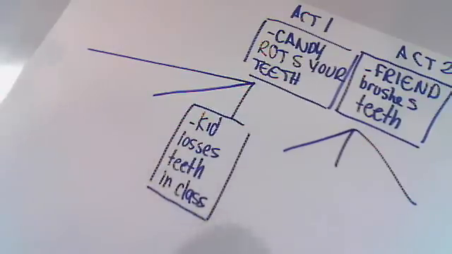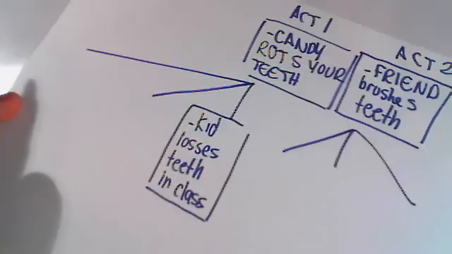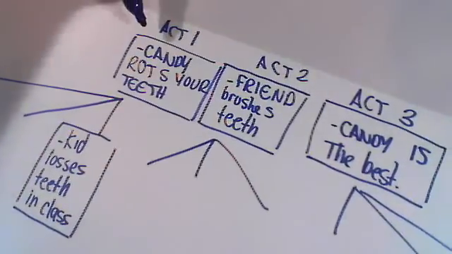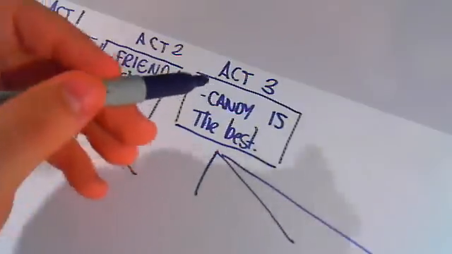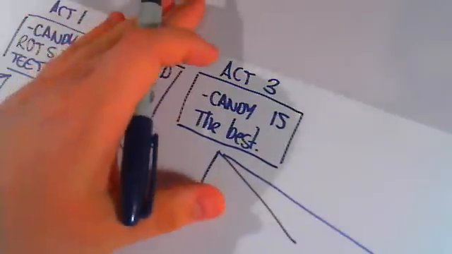And if you haven't seen part 1, you can check in the show notes and get back there. So what did we do? We established the very first thing, a theme or a moral we wanted to get, which was candy is the best. And that's your Act 3, okay?